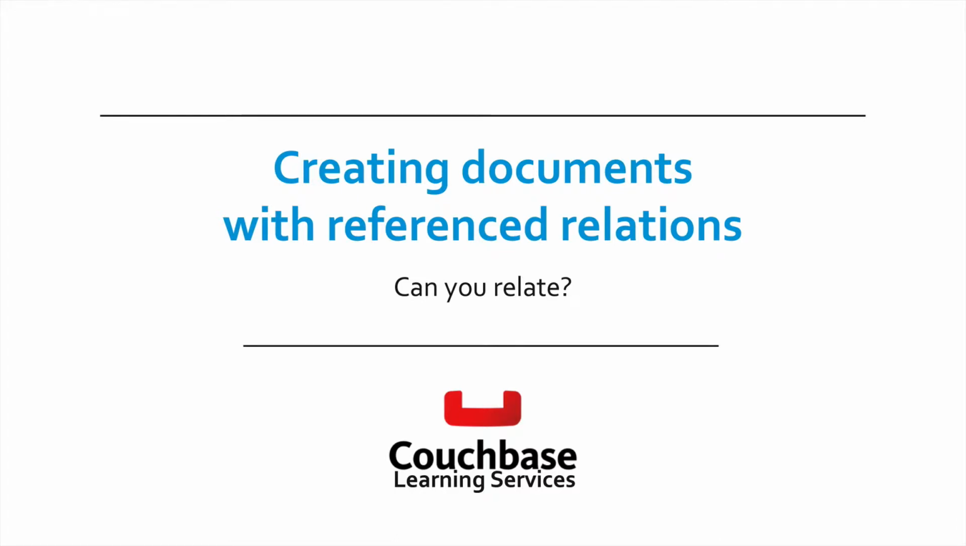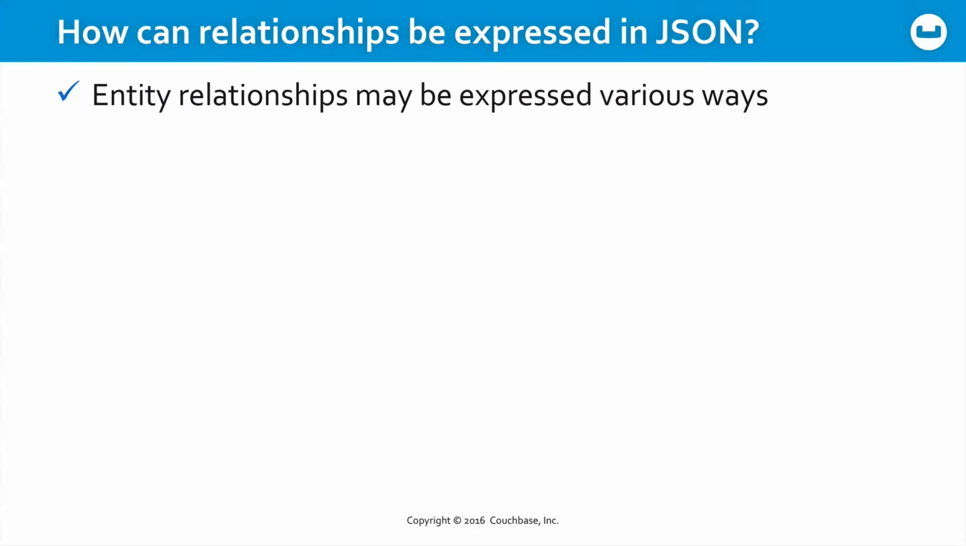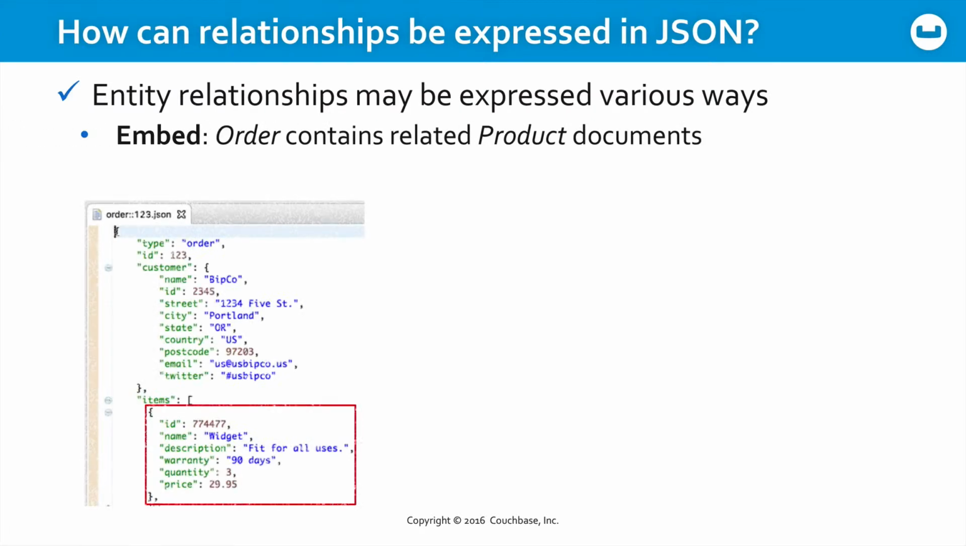In the last lesson, we introduced how Ottoman supports the two fundamental approaches to expressing relationships within your model, referencing and embedding. Let's take it further. When you're working with JSON documents, your entity relationships can be expressed various ways, including embedding, where, for example, I might have an order document that contains one or more related product documents within a nested array.